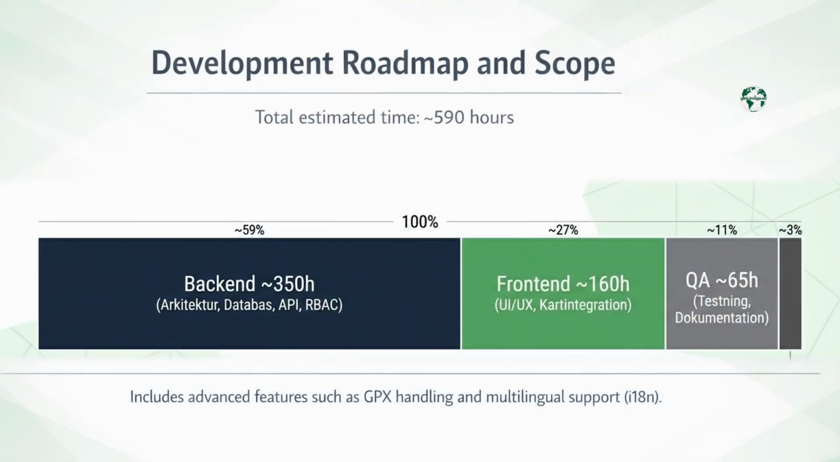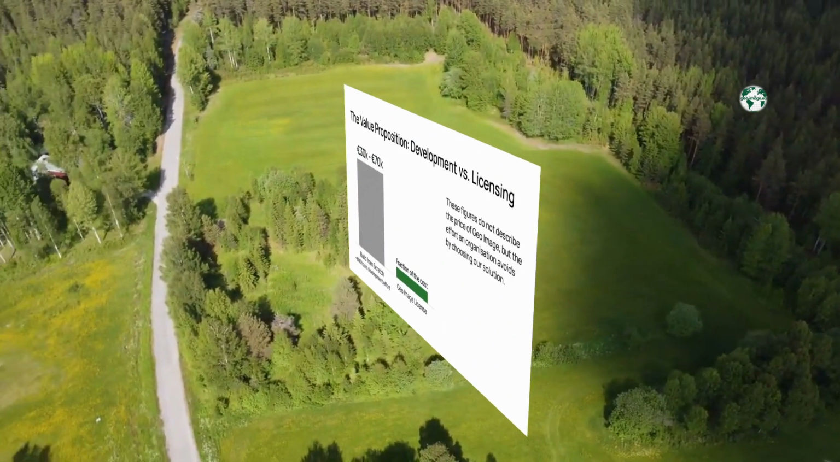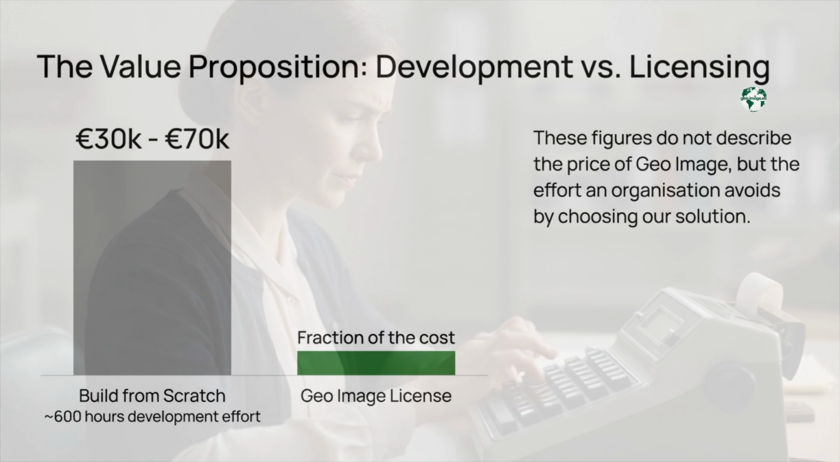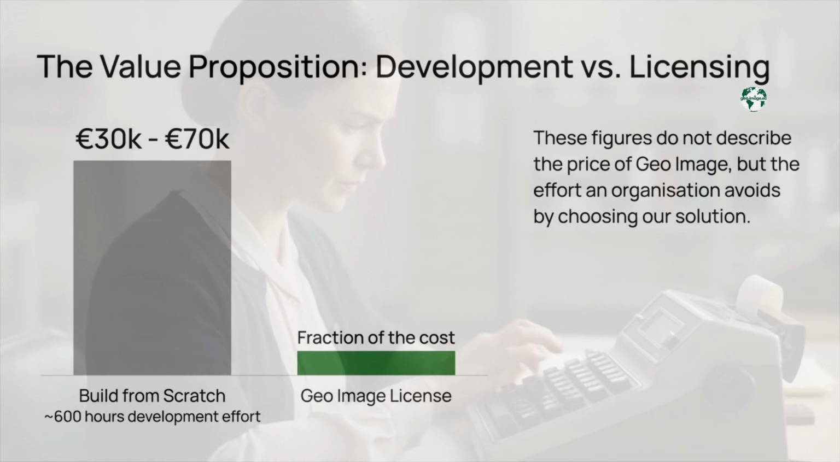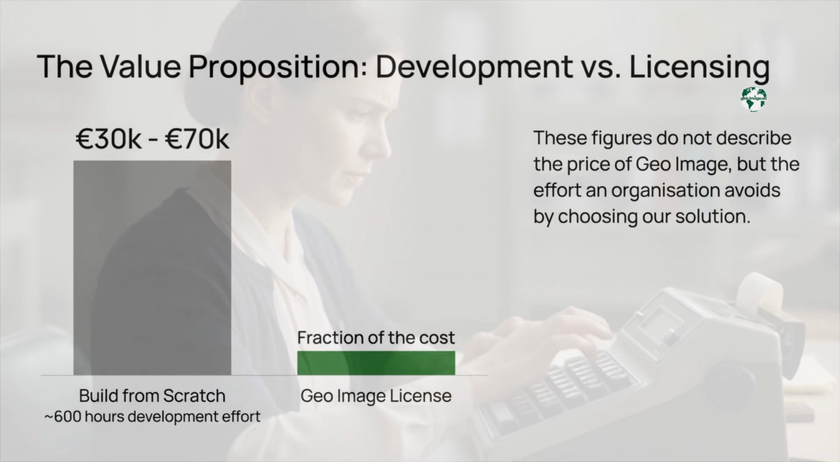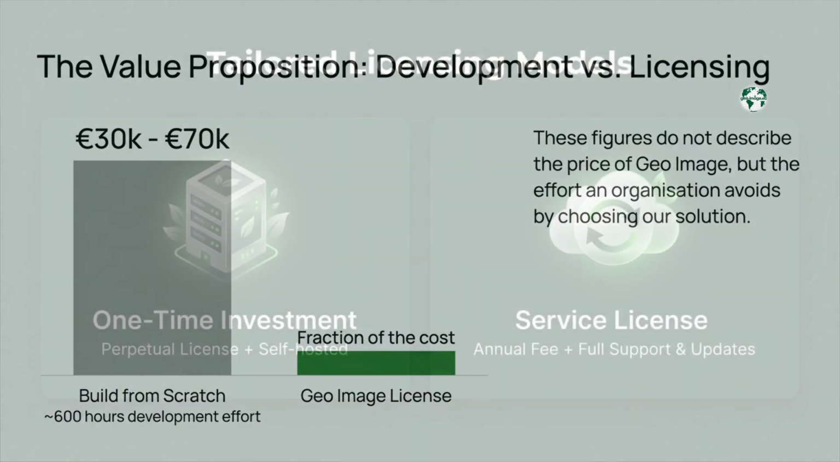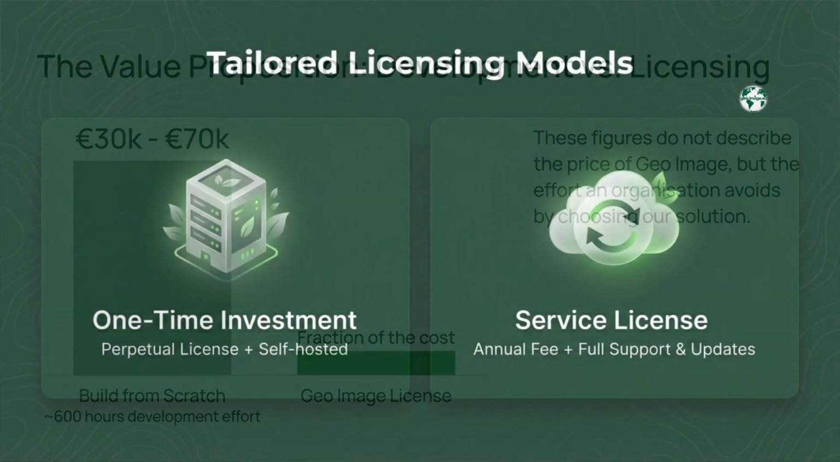Sooner or later comes the big question that ultimately decides every discussion. What about the costs? Based on approximately 600 hours of development time for the program, the development costs would be somewhere between 30,000 and over 70,000 euros. This initially sounds like an enormous investment, but here's the crucial point. These figures don't describe the price of Geo-Image, but rather the effort that an organization would incur if they were to develop such a system from scratch themselves or have it developed professionally. The range mentioned is therefore a benchmark, not a price list.